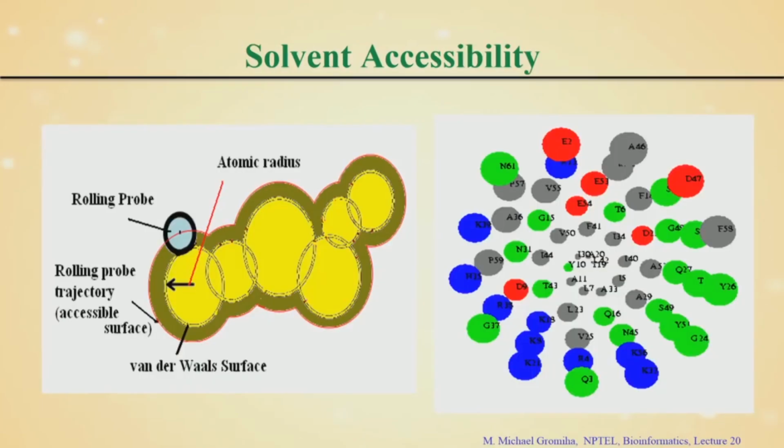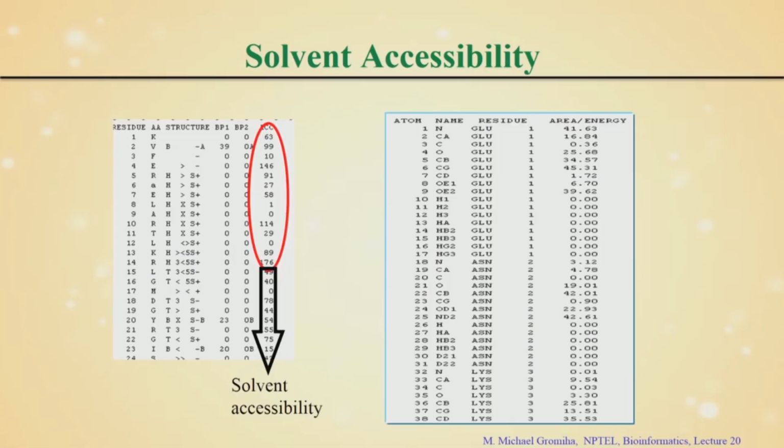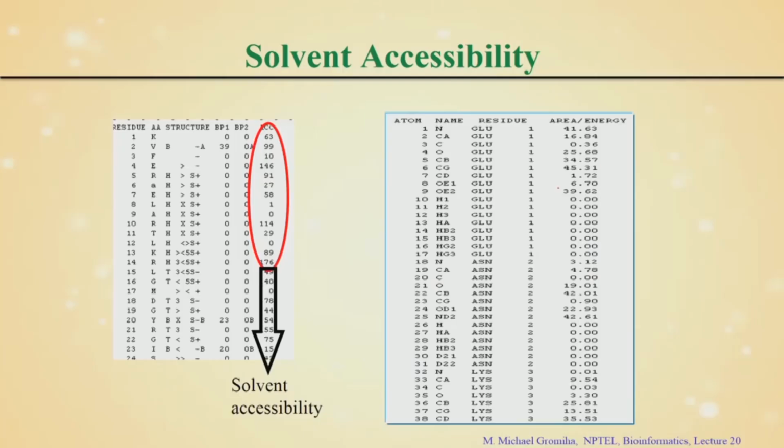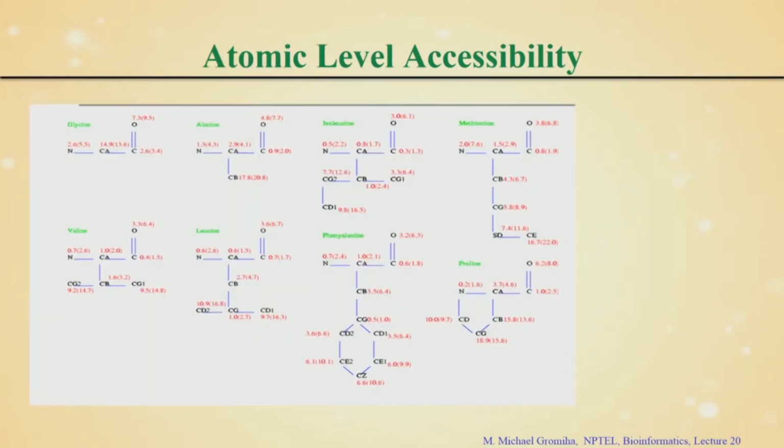I showed the accessibility criteria: we roll a water molecule and see how far each atom is accessible to the solvent. Here is a figure you are familiar with now. You can see these residues are in the interior and these residues are at the surface, and if you run the program you can get the values, either residue-wise or atom-wise accessibility. For calculating this hydrophobic free energy, which data is required, atom-wise or residue-wise? Atom-wise. So, you can see different atoms, and you can use these values to calculate the hydrophobic free energy. So, here this is the atom level accessibility.